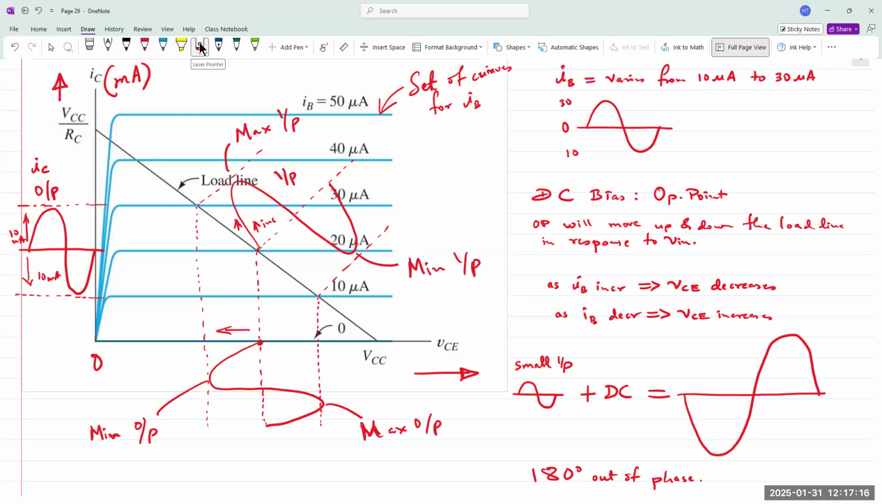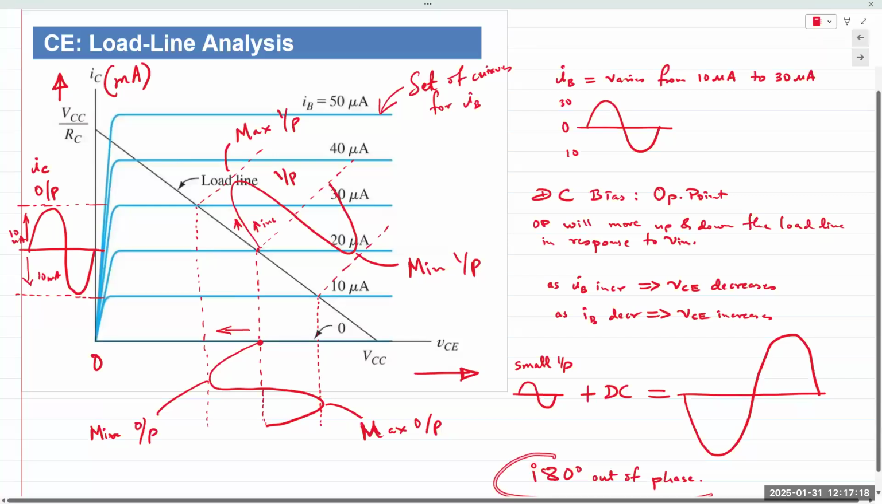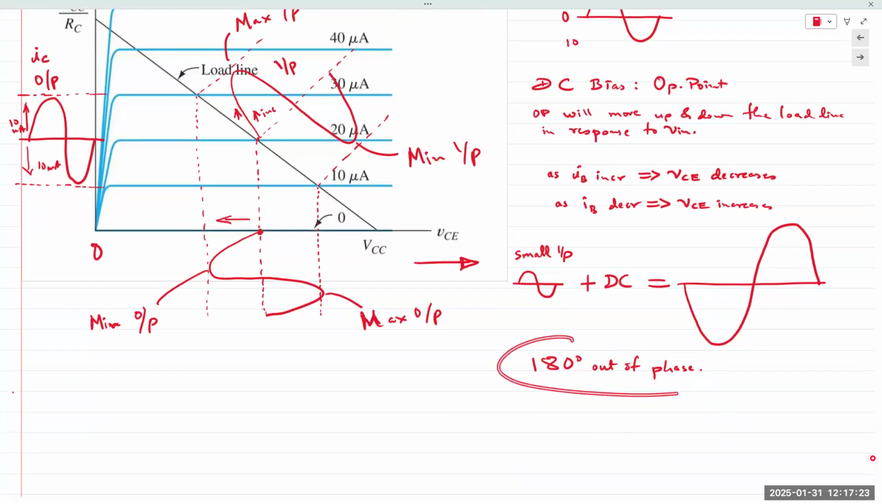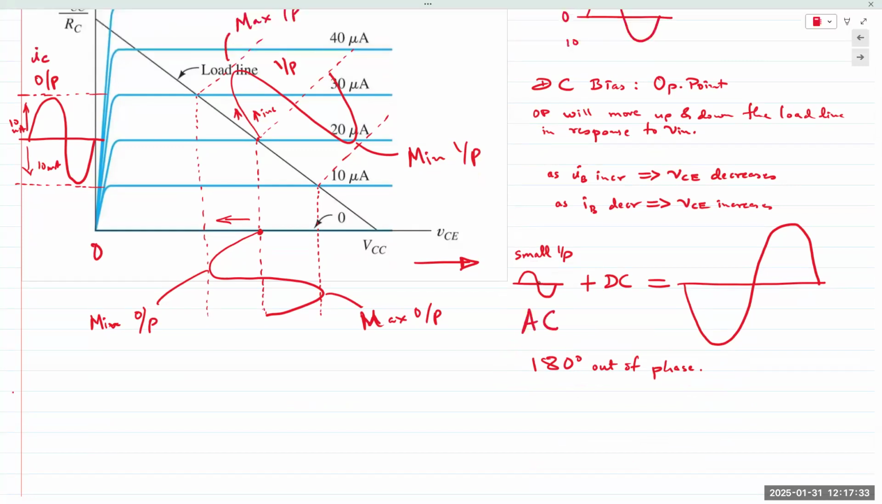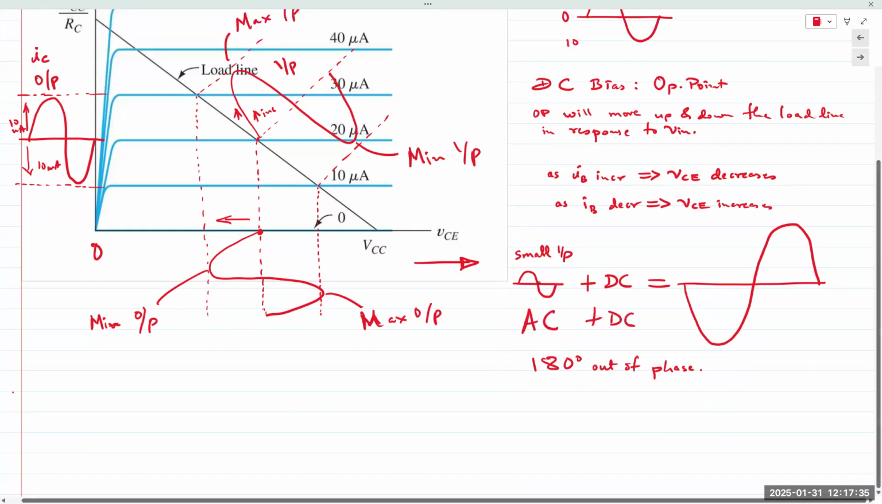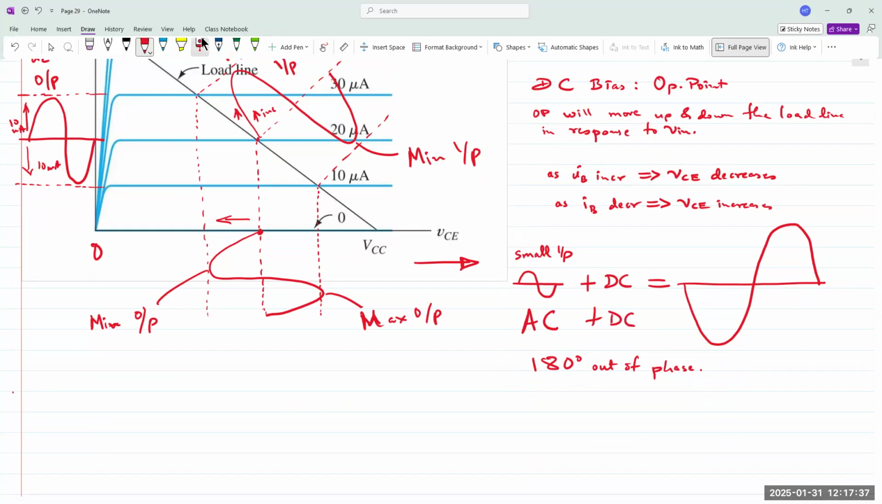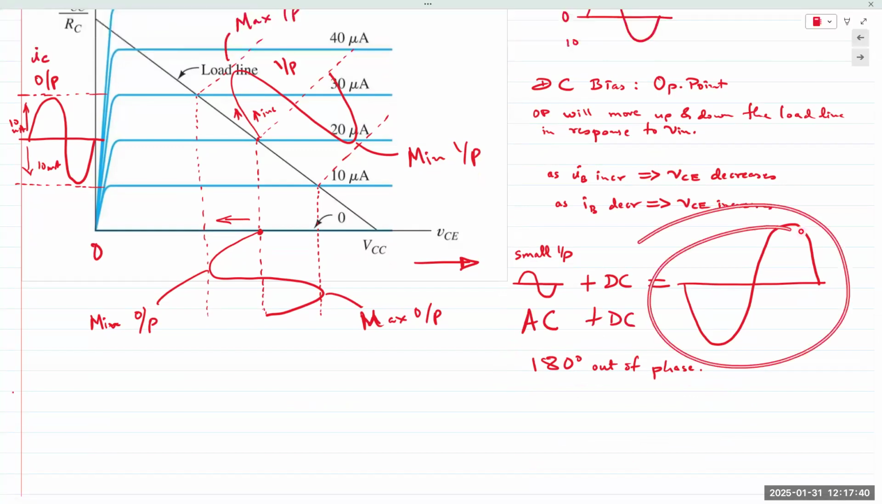And so again, what that means is that my waveform is 180 degrees out of phase. My small input waveform, that's AC plus DC, gives me an amplified output. And that amplified output is 180 degrees out of phase. So you get an inverted output.